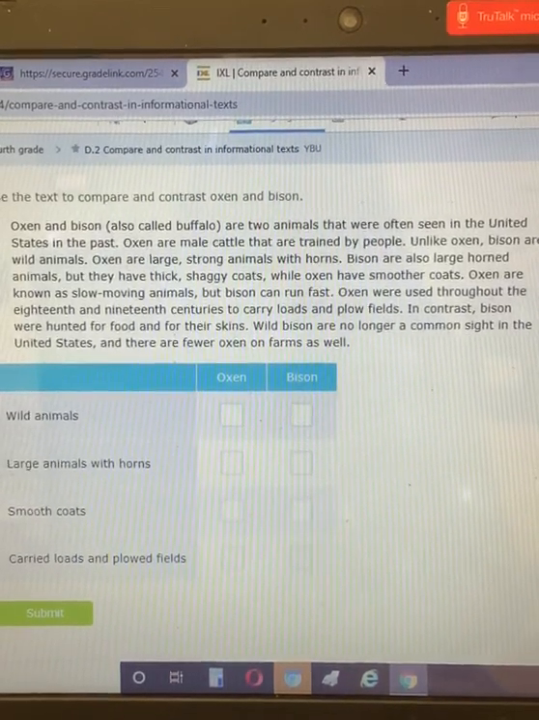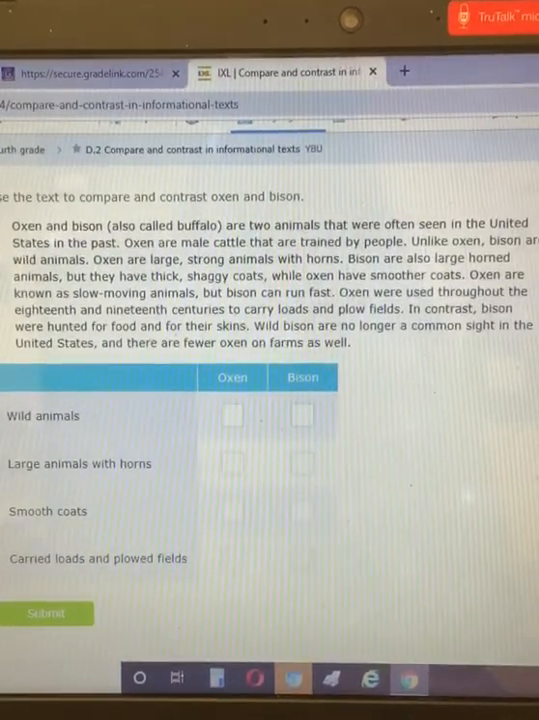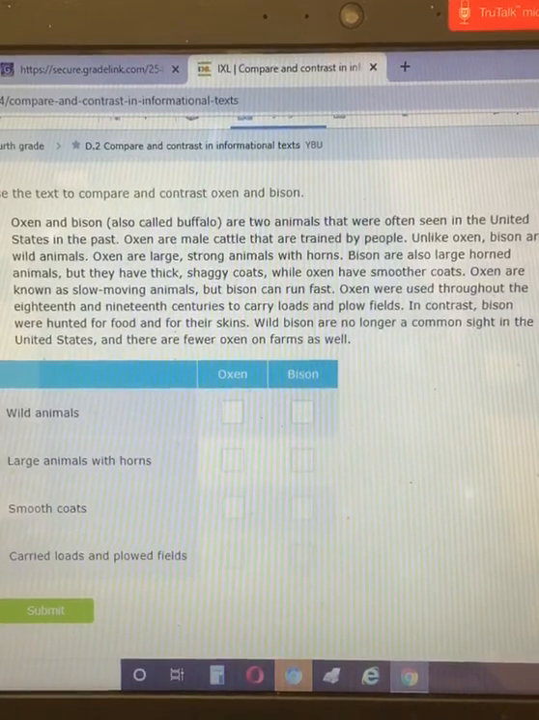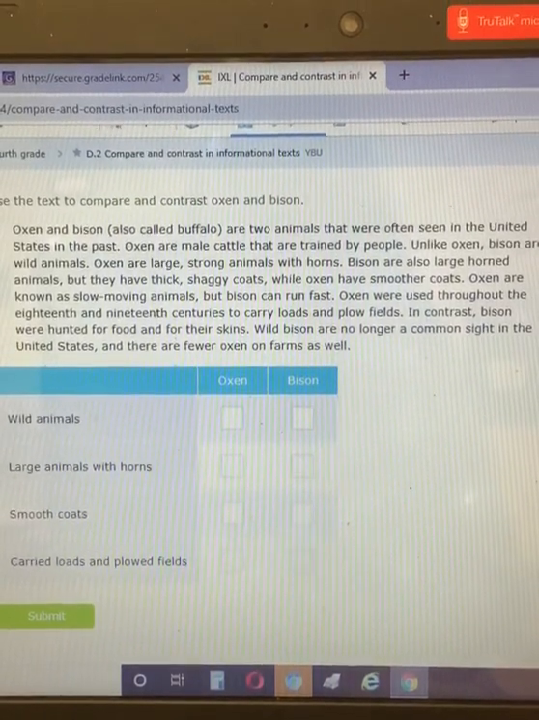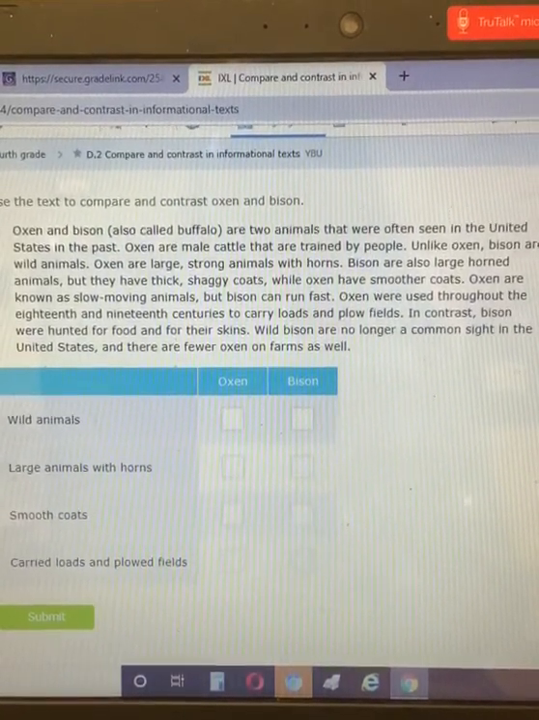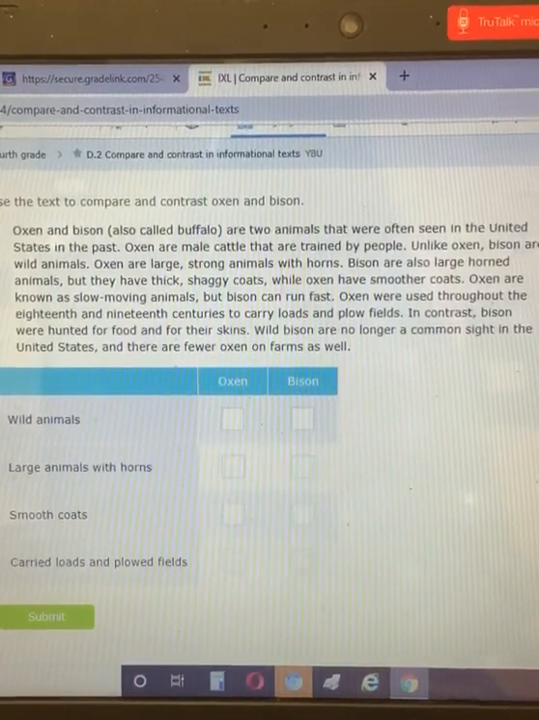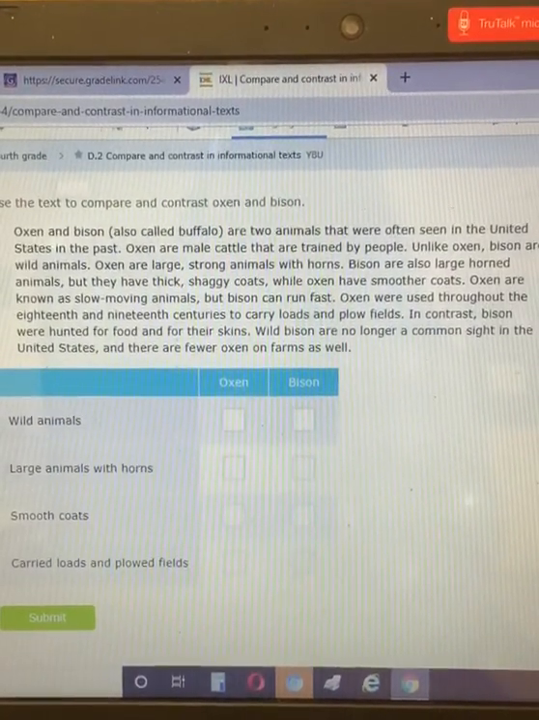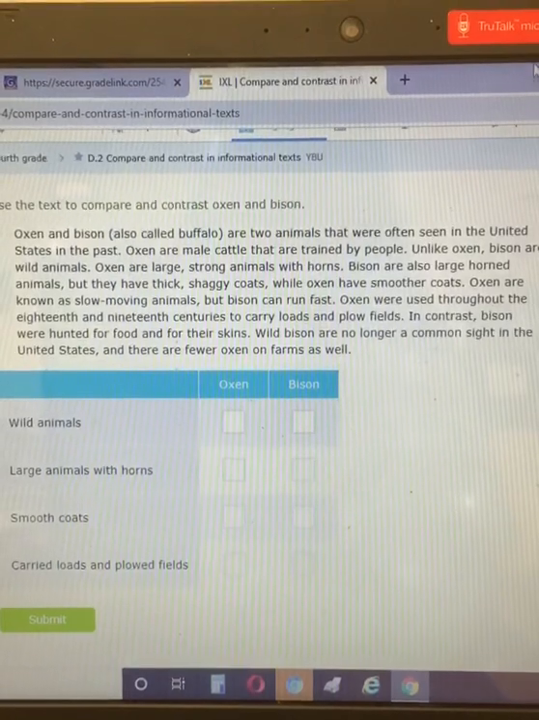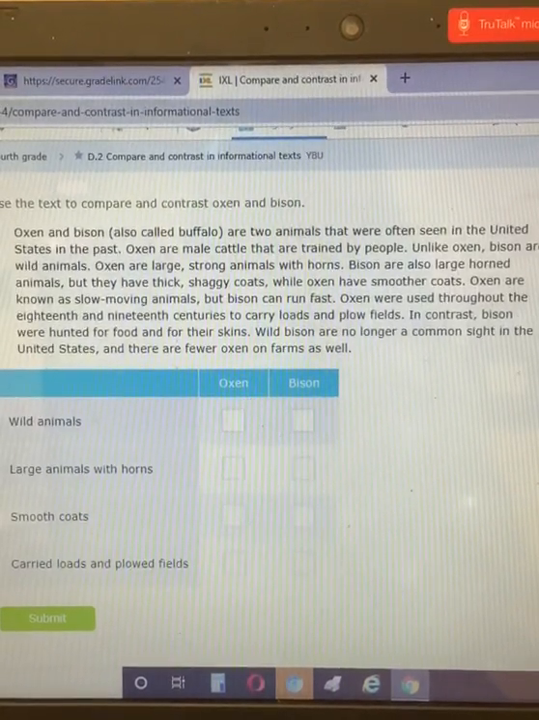Oxen were used throughout the 18th and 19th centuries to carry loads and plow fields. In contrast, bison were hunted for food and for their skins. Wild bison are no longer a common sight in the United States, and there are fewer oxen on farms as well. So wild animals.